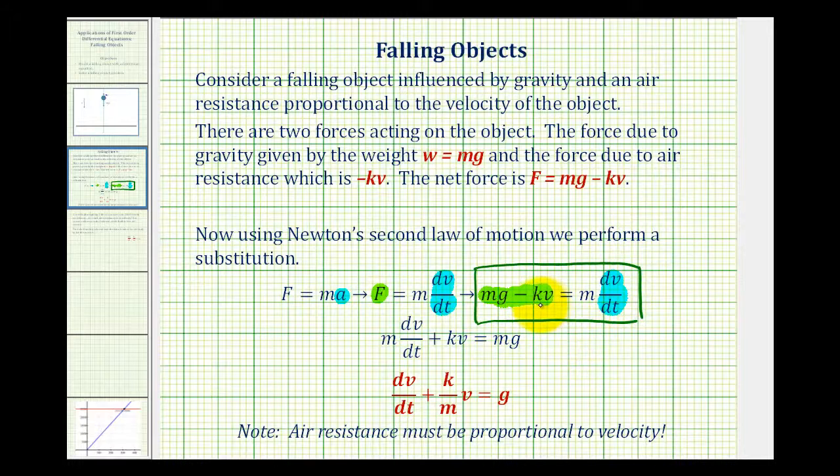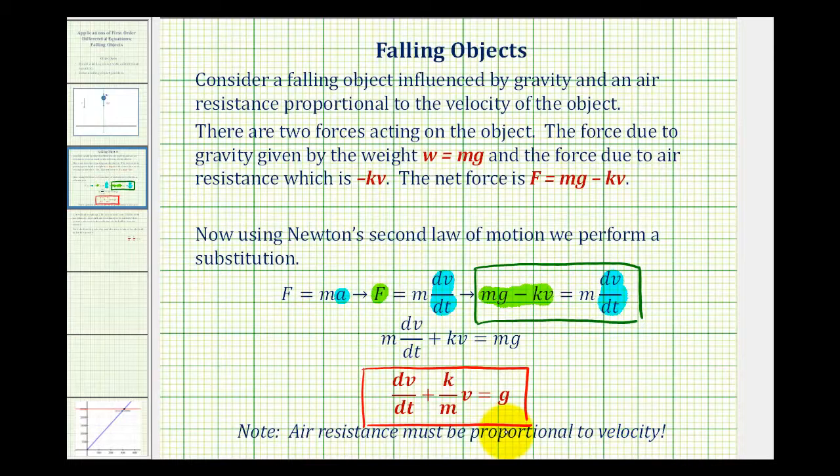So the next step, we're going to add kv to both sides of the equation, which would give us this equation here. And because this is a linear first-order differential equation, we want to write this in standard form, so we'll divide both sides of the equation by m. Notice how this first term would be dv/dt. The second term would be k divided by m times v. And then on the right side, the m's would simplify to 1, leaving us with g. So the differential equation that we're going to use to solve our problem is dv/dt plus k divided by m times v equals g. It's important to recognize this only works when air resistance is proportional to the velocity.